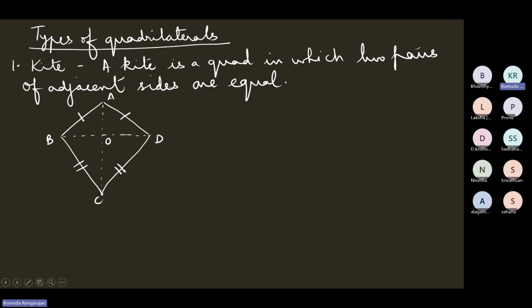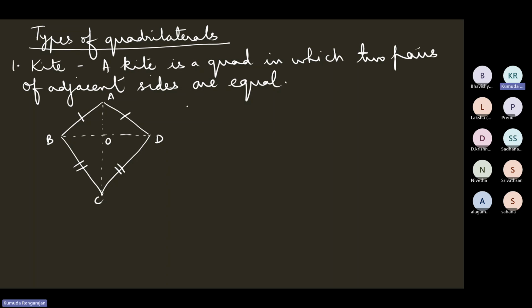So ABCD is a kite because, as we can see, adjacent sides AB and AD are equal and adjacent sides BC and DC are equal. A kite is a quadrilateral in which two pairs of adjacent sides are equal, not opposite sides, adjacent sides, next to each other. AB and AD, adjacent sides, are equal. BC and DC, adjacent sides, are equal. So such a quadrilateral is called a kite.